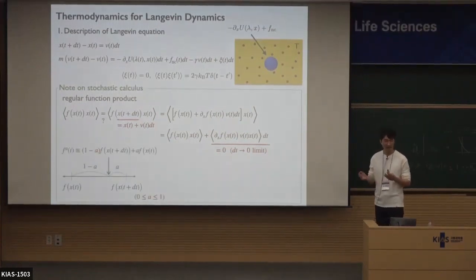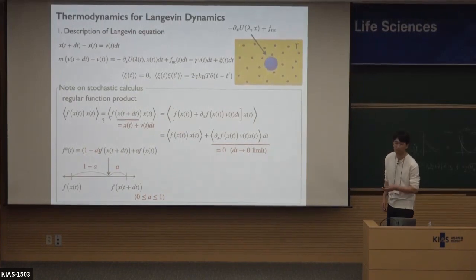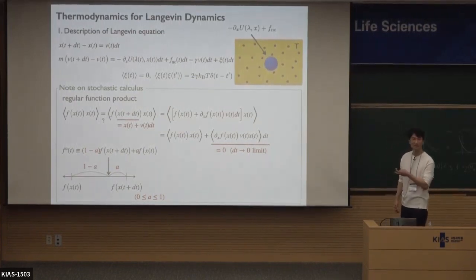And now let's make it more general. This is a function at the current time, and this is a function evaluated at the next time, and then we can choose one point in between them with a fraction a, where a is between 0 and 1. By putting a fraction 1 minus a in front of the next position, and a fraction a with the current position, we can make this product f_a function. Do you get my point? Okay.